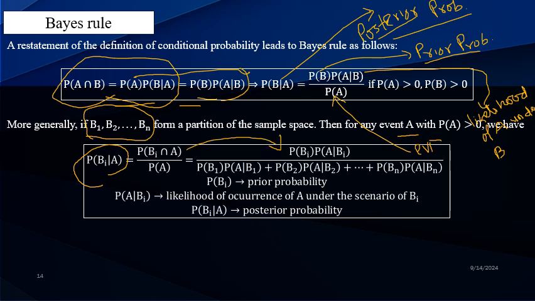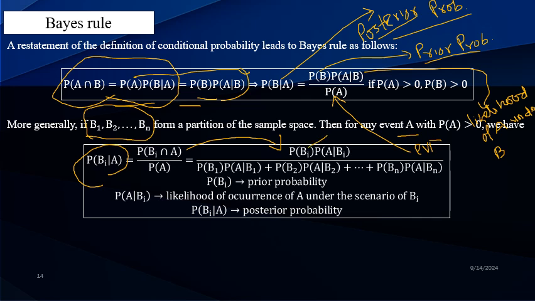And probability of Bi intersection A, how will you write using the multiplication rule? Someone will say, why not write it as probability of A into probability of Bi given A? What is the meaning of that? We are willing to compute probability of Bi given A, so we should not go in that direction. Our direction is fixed as per the scenario. The scenario comes first. So probability of Bi given A is written as probability of Bi into probability of A given Bi. This we call the prior probability.